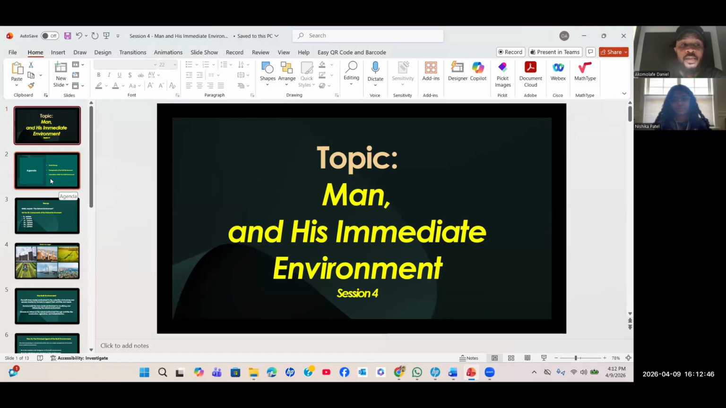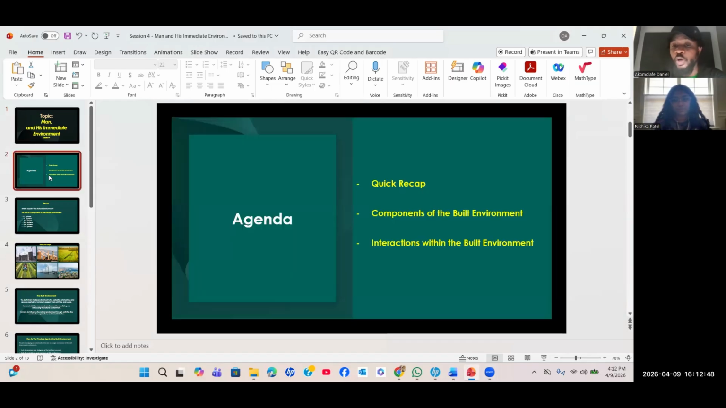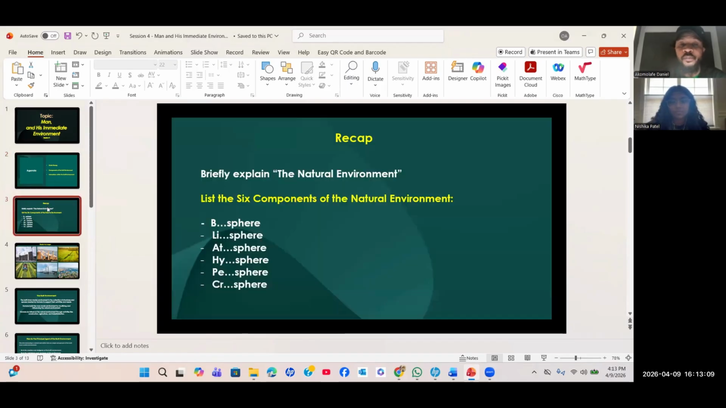So today we'll be looking at the components of the built environment and how these components interact. The last class we looked at the component of the natural environment, right? So today it is the built environment, which we otherwise refer to as the man-made environment, right? So a quick recap. Can you tell me briefly again what you understand by the natural environment?